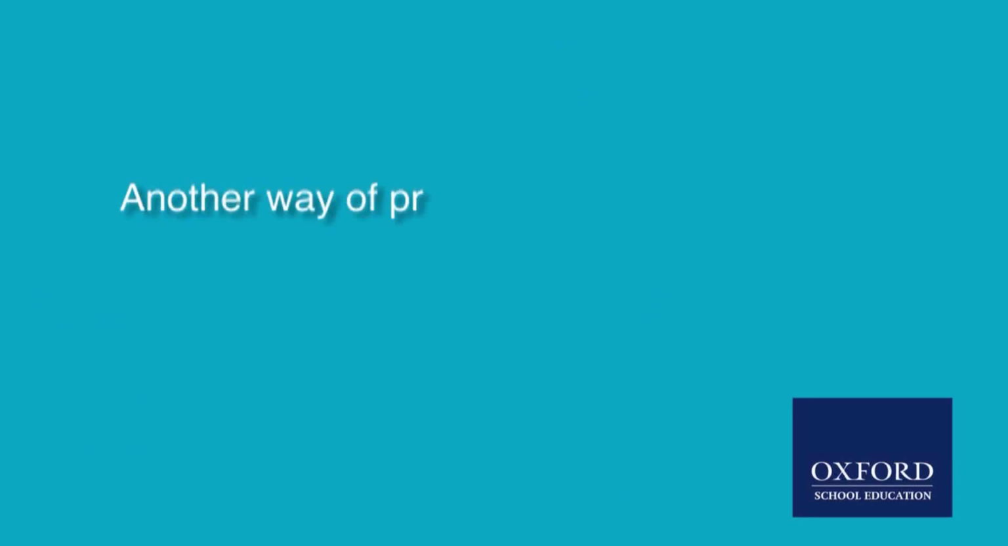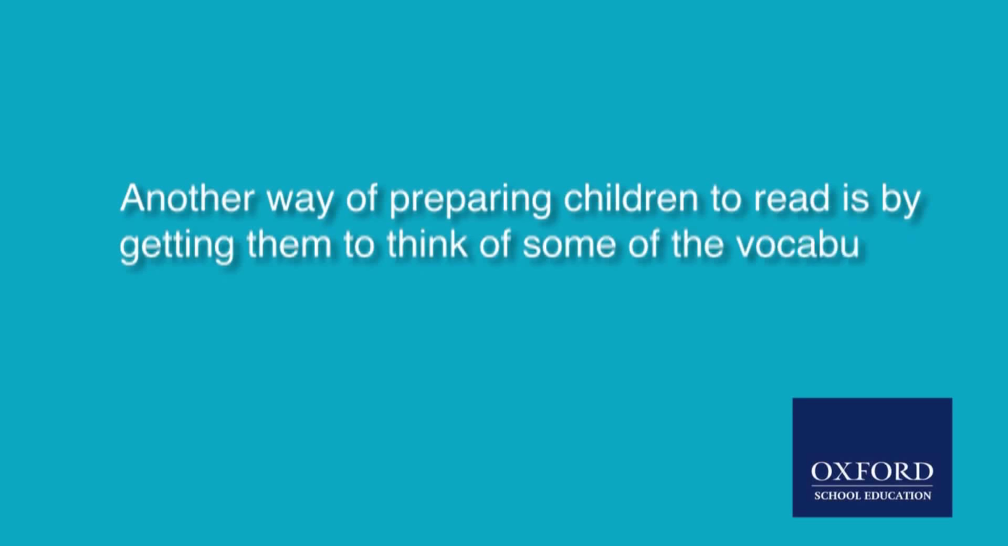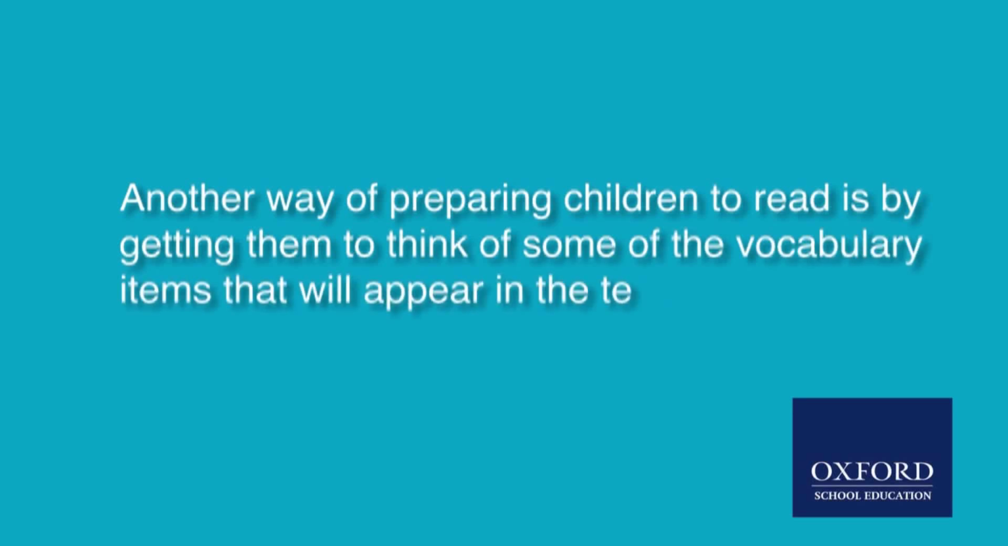So the first way of preparing the children, or scaffolding the reading process, is through visuals. And particularly in the early books, the teacher should discuss the pictures that accompany the text before starting reading. Another way of preparing children to read is by getting them to think of some of the vocabulary items that are likely to appear in the text.